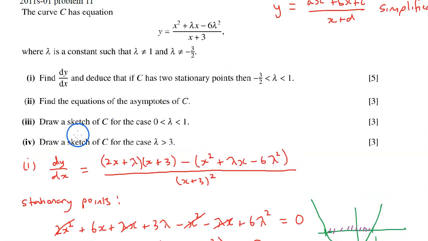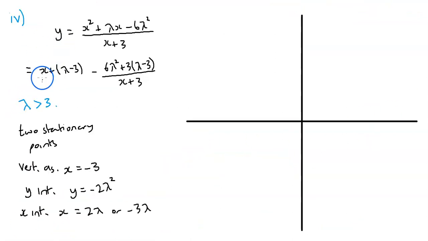It says, draw a sketch of C for the case where lambda is bigger than 3. So this time we want to sketch the same curve, but lambda is bigger than 3. And we worked out earlier that there are no stationary points when lambda is bigger than 3, because of the discriminant thing. We still have the vertical asymptote at x equals -3, and we still have the x and y intercepts the same. And it still cannot intercept its oblique asymptote.